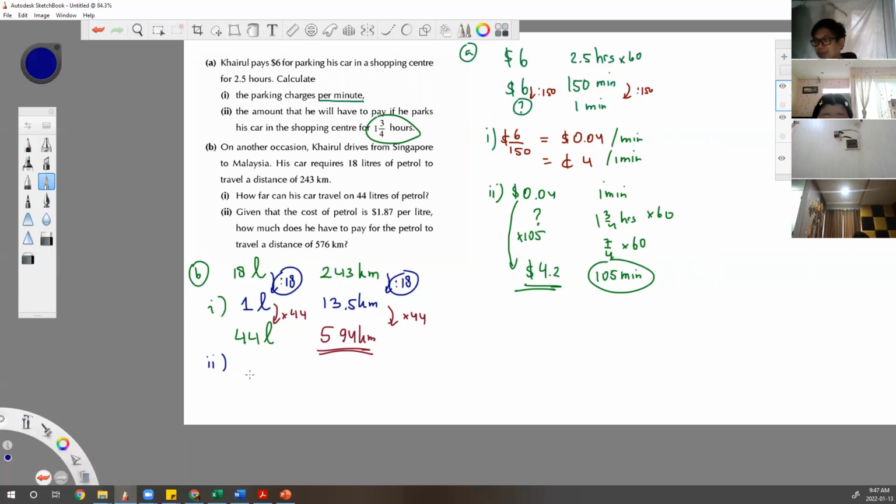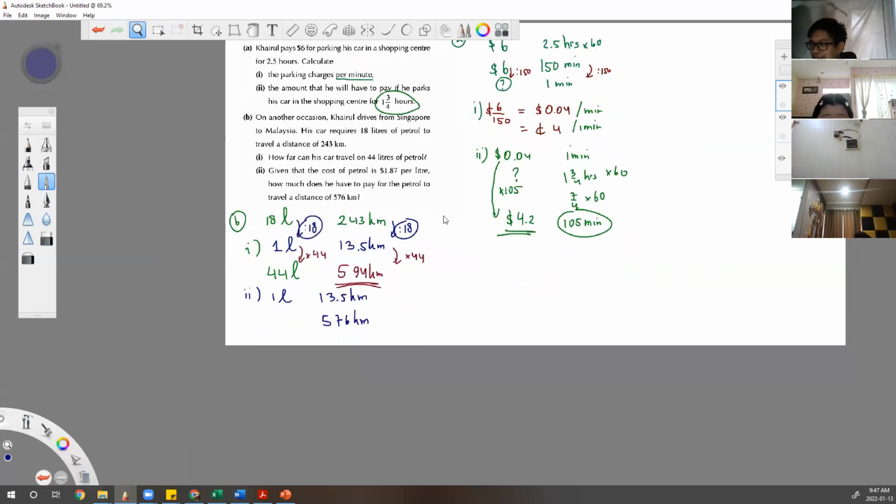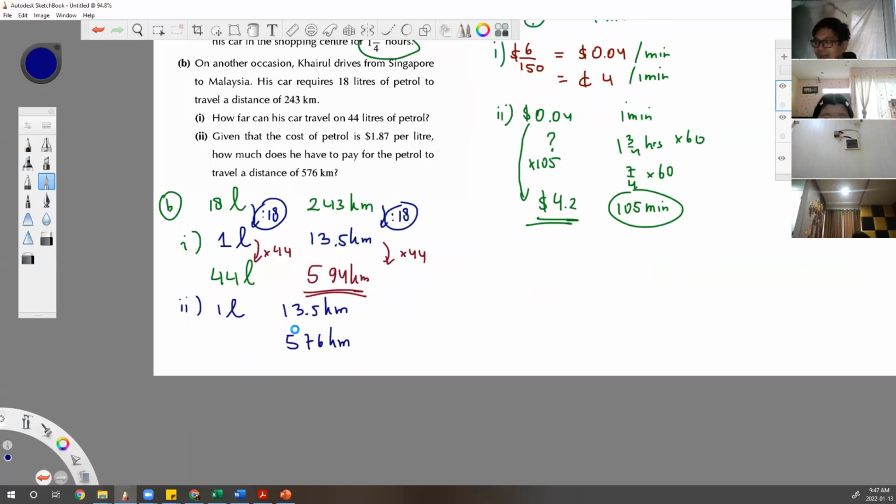Okay, number 2. Given that the cost of petrol is $1.87 per liter, how much does he have to pay for the petrol to travel a distance of 576 kilometers? Again, 1 liter can travel 13.5 kilometers, right? How about 576 kilometers? How much petrol does he need to use, right? Again, what you have to do is change to 1, right? I put it below.